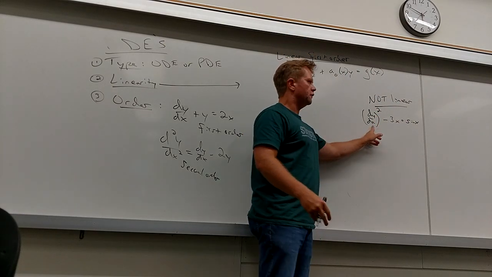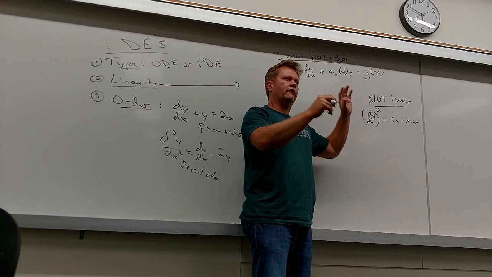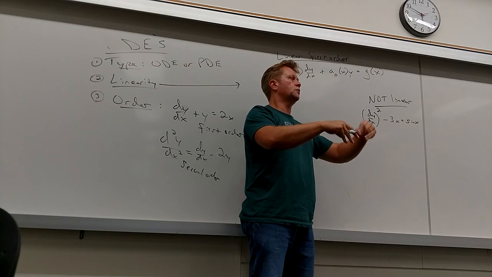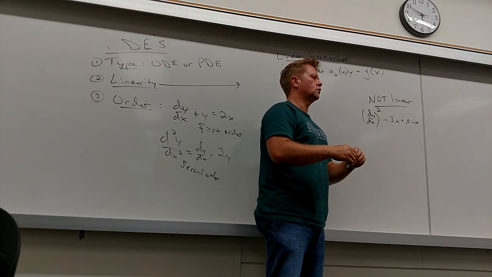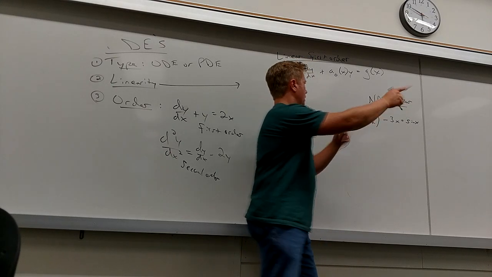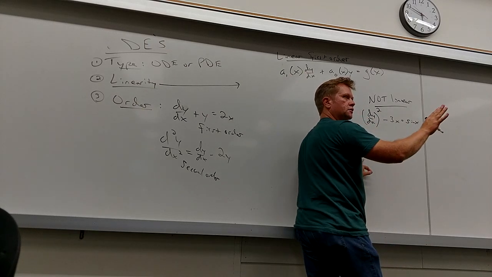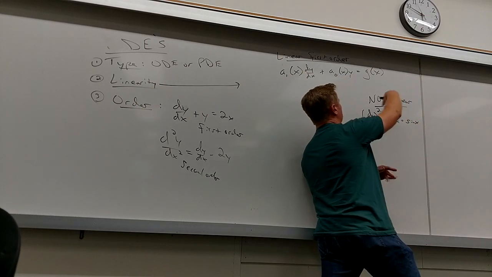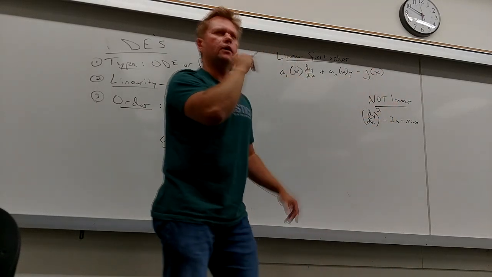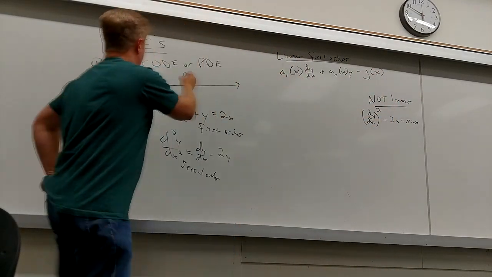So all the derivatives and y itself have to be linear, have to be to a first power. I guess what I was trying to say is it depends on y, not on x, right? Beautiful, exactly. The x can do whatever it wants to. So yeah, the x can be sine, it could be squared, it could be 1 over x, whatever it wants to. So that's what I meant by linearity.